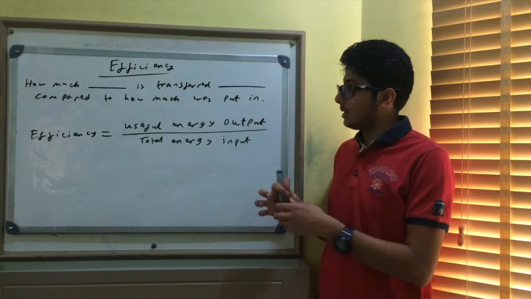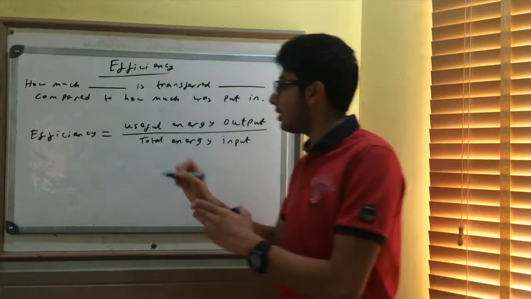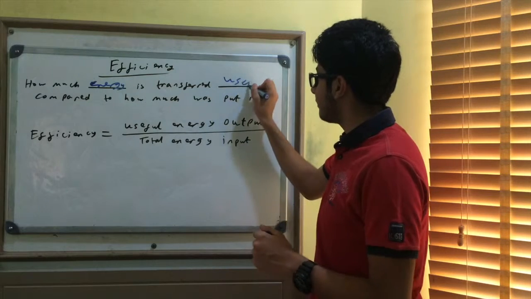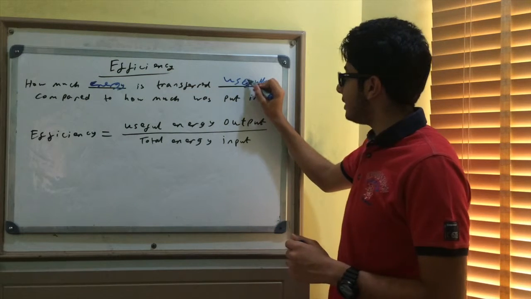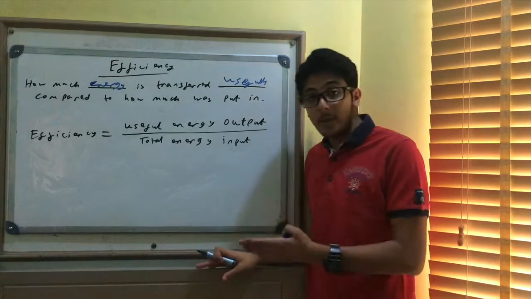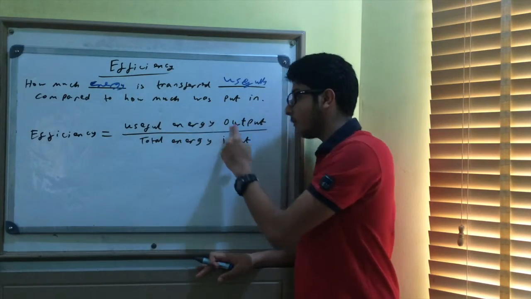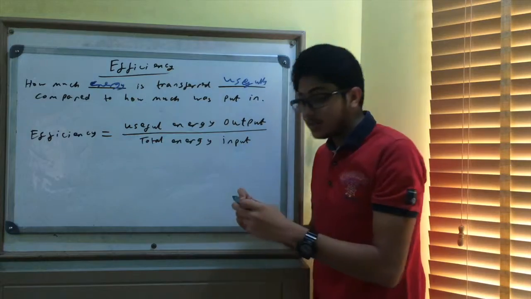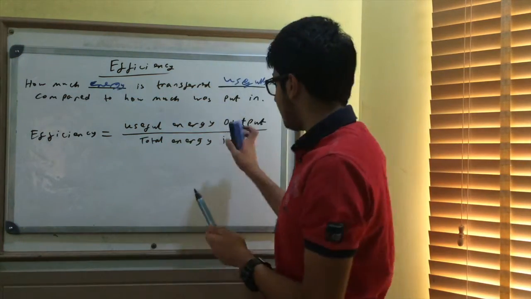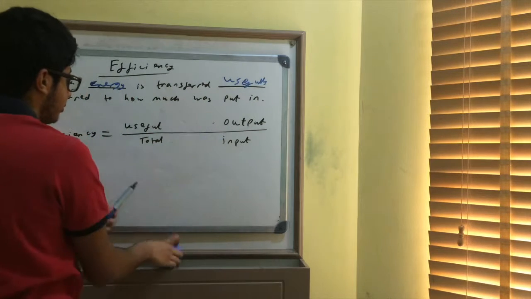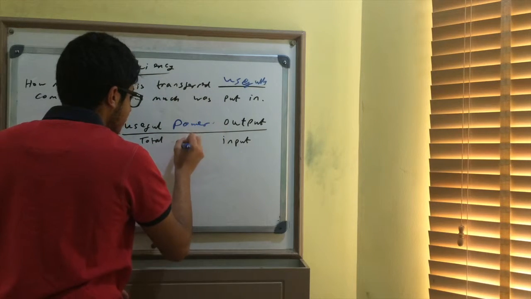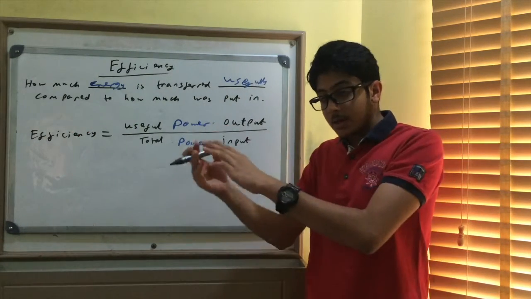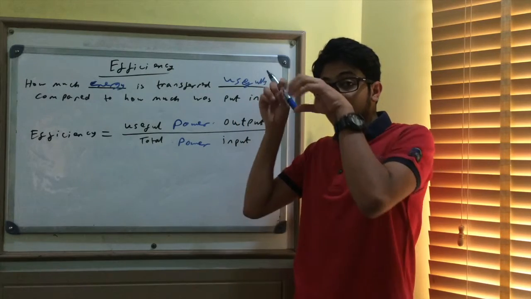Okay, efficiency. When we talk about efficiency, we talk about how much energy is transferred usefully compared to how much energy is put in. So basically, efficiency is the useful energy output over the total energy input. But in this case, we're talking about power, so the same thing applies. Efficiency is the useful power output over the total power input.